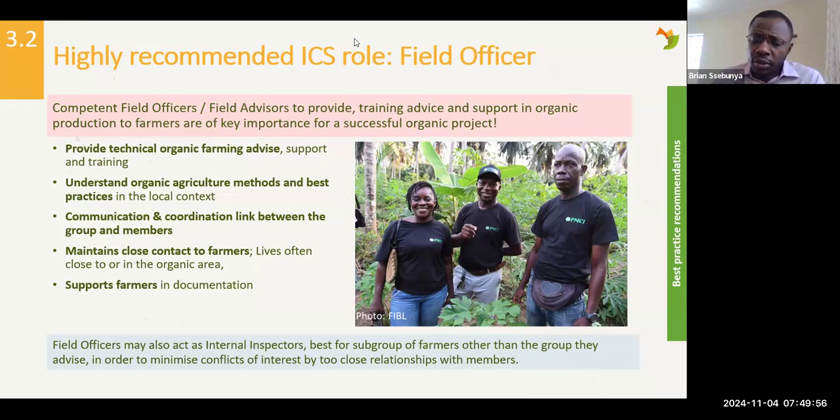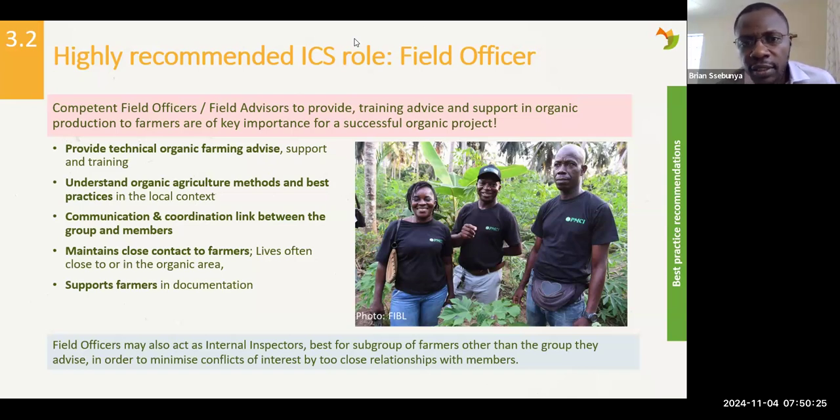This is very critical because, as we know, building the capacity of the members is the primary goal. They first of all should know what to do before they implement it. So this is another critical role, not mentioned in the standard, but also highly recommended. Again, their role is to provide technical training, to basically guide the farmers on a daily basis.